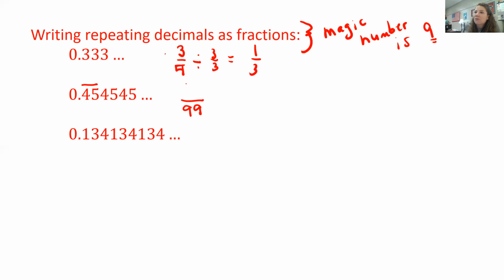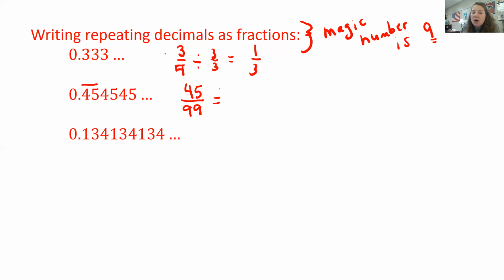All right, what if I have 2 repeating numbers, 0.45, 45, 45, then that means your denominator is going to be two 9s. So 45 divided by 99 is 0.4545. I want you to double check it on your calculator. Divide 45 by 99 and see for yourself that that equals 0.454545.